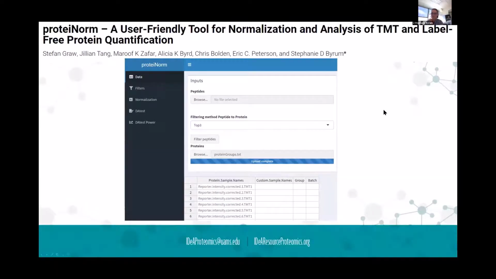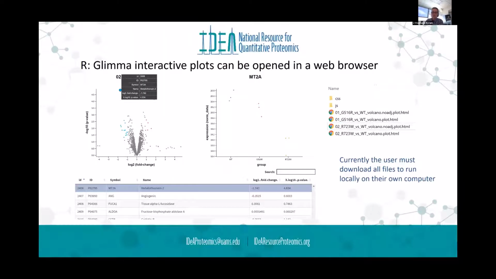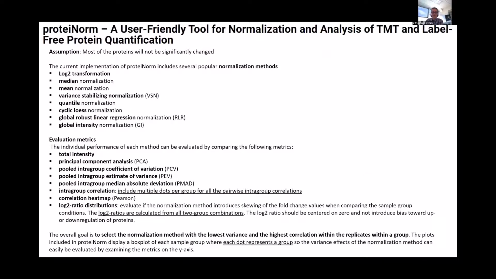But normalization is a big deal with any data set, any omics data, right? So once we have normalized data, for the output we try to make interactive plots for your data distribution. I'll show a lot of that as well. So we've got the 8 different methods: log2 transformation, median, mean, variance stabilizing normalization, quantile, cyclic LOESS, robust linear regression, and global intensity. Trying to just put some notes in here, so hopefully we can not bore you too much with me just reading them.